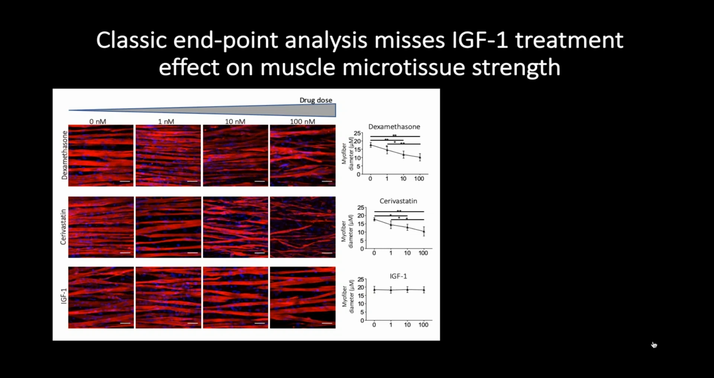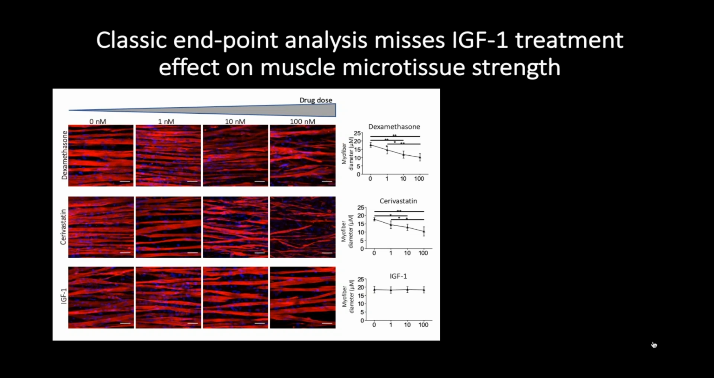So what you're looking at in these images on the left are muscle tissues that are immunostained for sarcomeric alpha-actinin at the end of a 2-week culture where the tissues have been treated with either dexamethasone in the top row, cerivastatin in the middle row, or insulin growth factor in the bottom row. The top 2 rows are drugs that are known to weaken skeletal muscle, whereas the bottom row, insulin growth factor, is a protein that's been shown in mice to increase muscle strength.